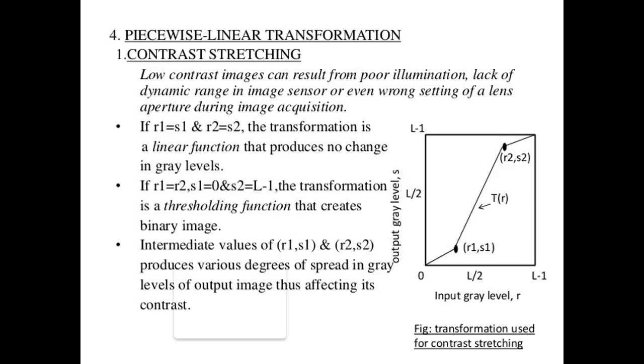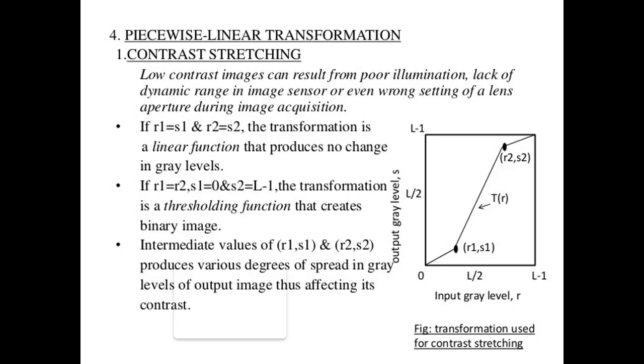The basic idea behind contrast stretching is to increase the contrast of an image by making the darker portion more dark and the brighter portion brighter. So the darker portion in an image will be made darker and the brighter portion in the image will be made brighter in case of contrast stretching.